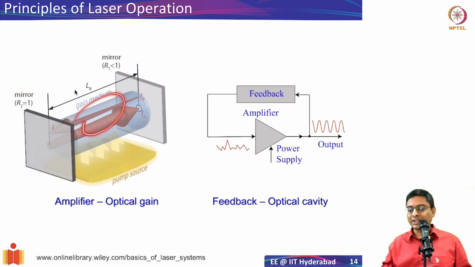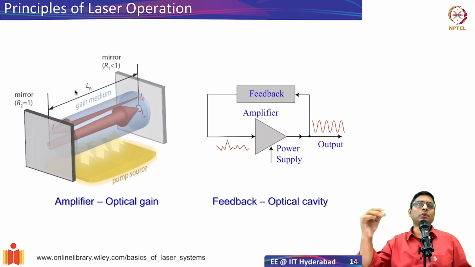So you have this gain medium, and the photon goes back and forth between these two mirrors. As it goes through the gain medium, each time it gets amplified. One photon will generate a second photon, the two photons will generate 4 photons, 4 photons will generate 8 photons, and so on. So it's like a chain reaction which quickly builds up the intensity of photons at one single wavelength. So that is the important role.